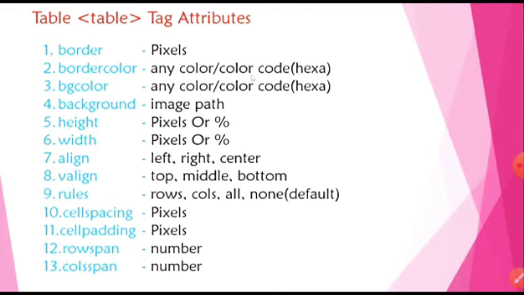Then after that, background, then height, width, align, vertical align, rules, cell spacing, cell padding, row span, and col span. So these are some attributes for your table. They are important to understand. Let us understand them one by one and use these attributes in our table. So let's create a table.